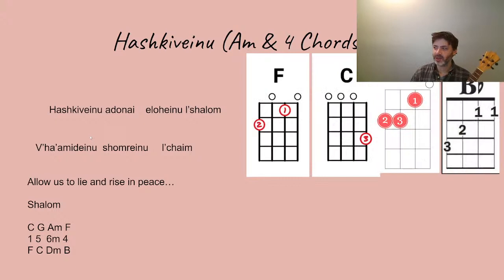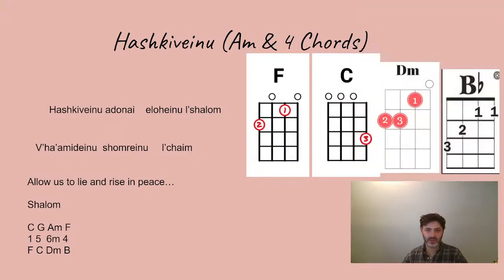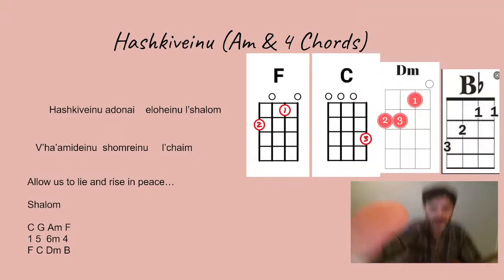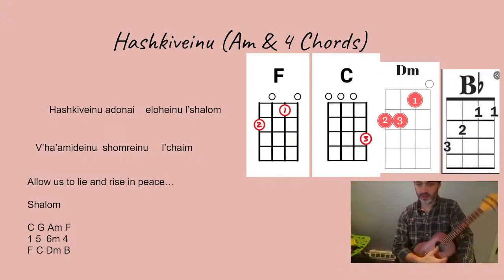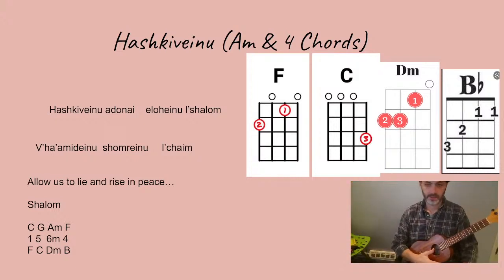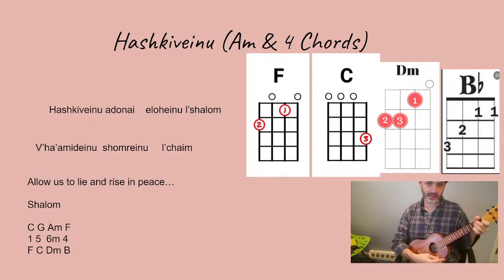So now we're going to try playing the same thing in the key of F. So this is going to be F. Let me move my picture so it's a little easier to see the names of these chords, and I can move this down so you can see my ukulele. So now we're going to play the F, and then the C, and then the D minor, and then the B flat.